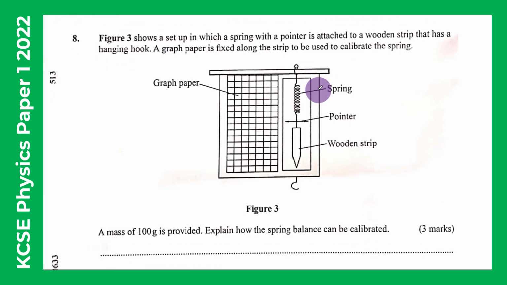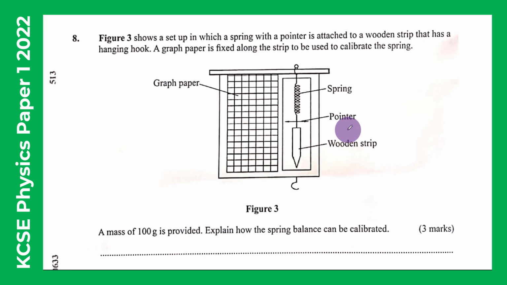Let's look at question number 8, which is about calibration of a spring in order to use it as an instrument to measure force, as a force meter. We're told that figure 3 shows a setup in which a spring with a pointer is attached to a wooden strip that has a hanging hook. A graph paper is fixed along the strip to be used to calibrate the spring.